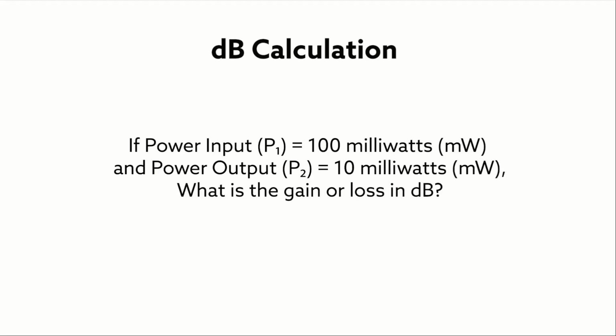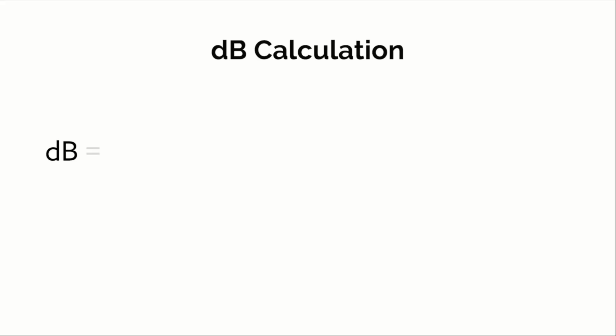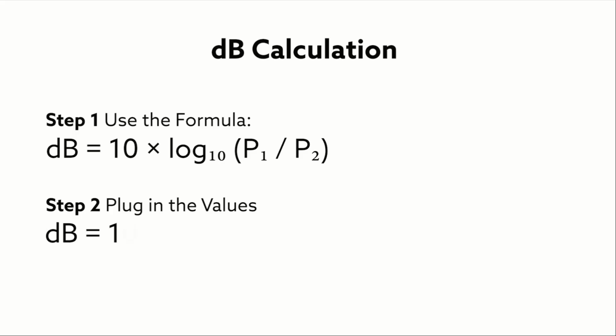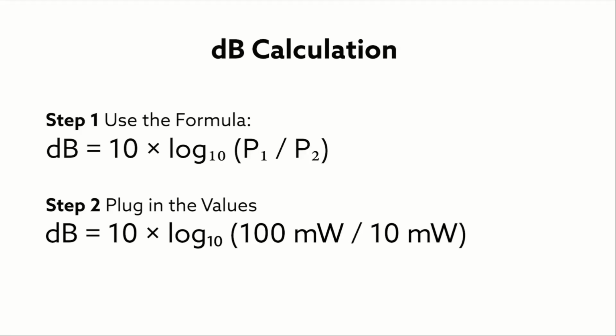So step 1, use the formula dB equals 10 times log 10 of the input power divided by the output power. Step 2, plug in the values. 10 times log 10 multiplied by 100 milliwatts, which is the input power, divided by 10 milliwatts, which is the output power. This equals 10 times log 10 multiplied by 10.